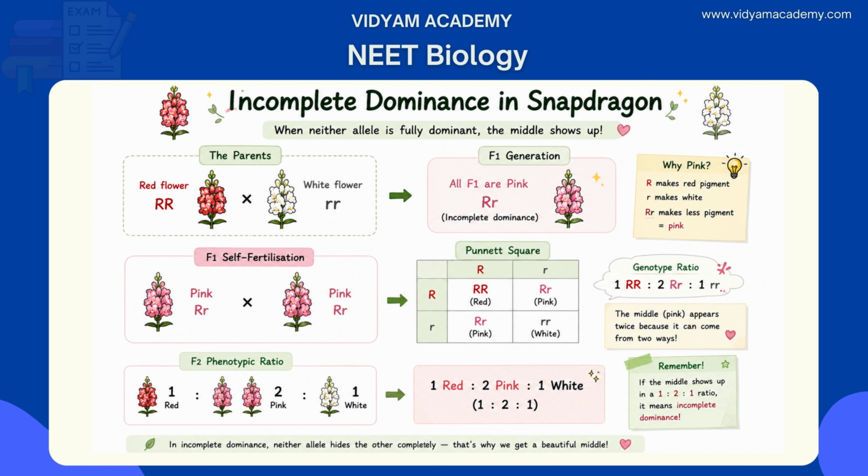So here RR is equal to red. 2 capital R small r is equal to pink. 1 small r small r is equal to white. The phenotypic ratio equals the genotypic ratio, 1:2:1. This is the key difference from complete dominance, where TT and Tt look identical, collapsing a genotypic 1:2:1 into a phenotypic 3:1. Whenever the phenotypic ratio is equal to the genotypic ratio 1:2:1, it signals incomplete dominance.